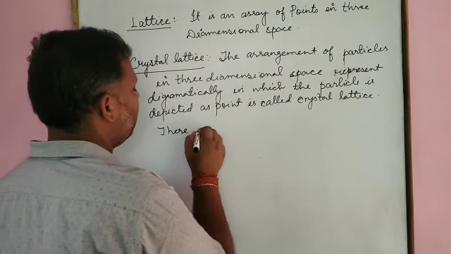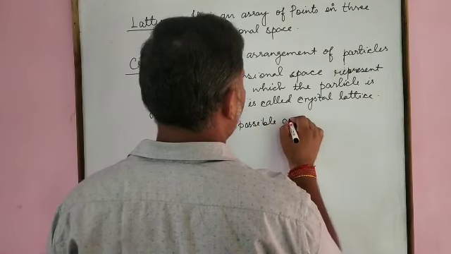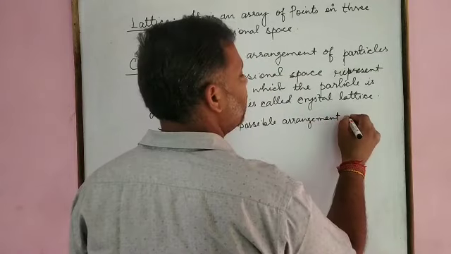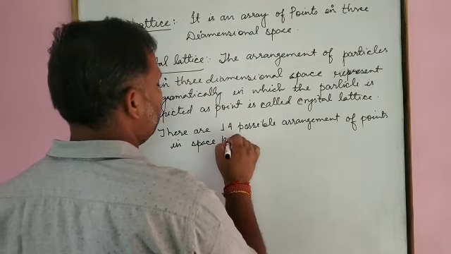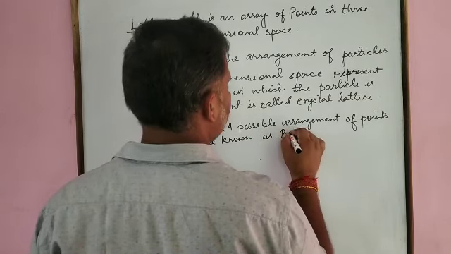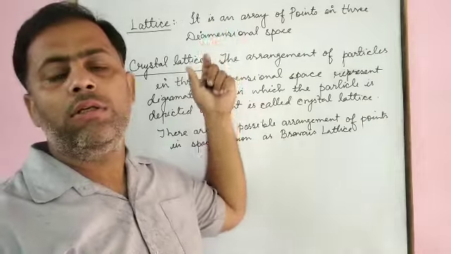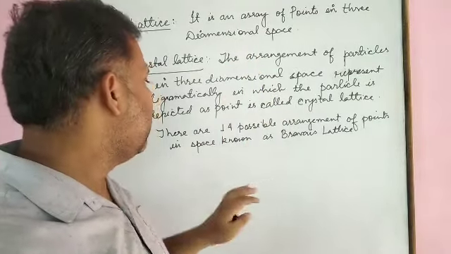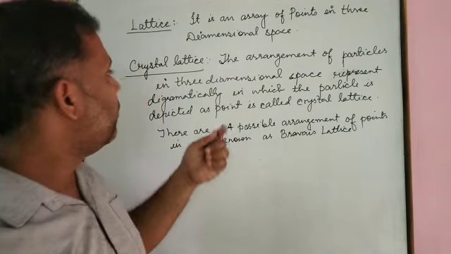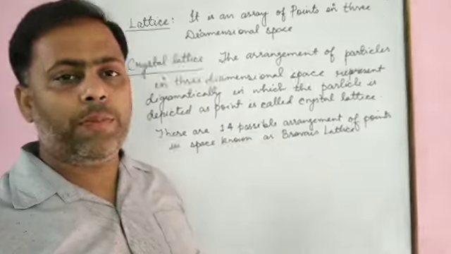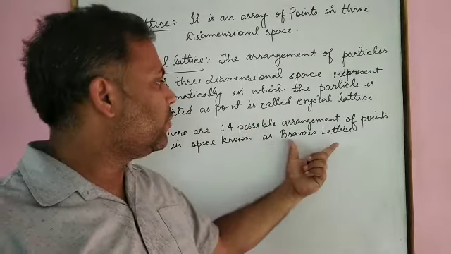There are 14 possible arrangements of points in a space known as Bravais lattice. It means if we are going to arrange the points or particles in three-dimensional space, then we have 14 such possible arrangements, and that is termed as Bravais lattice. What are the characteristics of Bravais lattice? We will discuss.